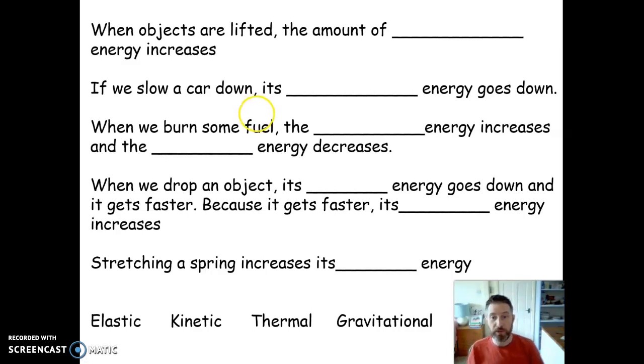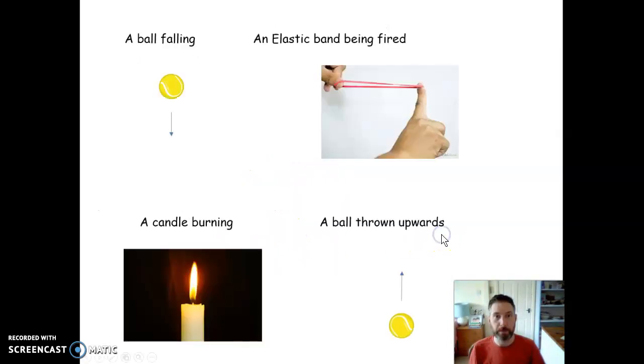When we drop an object, its gravitational energy goes down as it gets faster, and because it gets faster, its kinetic energy increases. Stretching a spring increases its elastic energy, its trapped energy. That goes the same for compressing a spring as well. If you push a spring, that also compresses it. That will increase its elastic potential energy. So, there's 4 examples there. What are the energy transfers taking place?